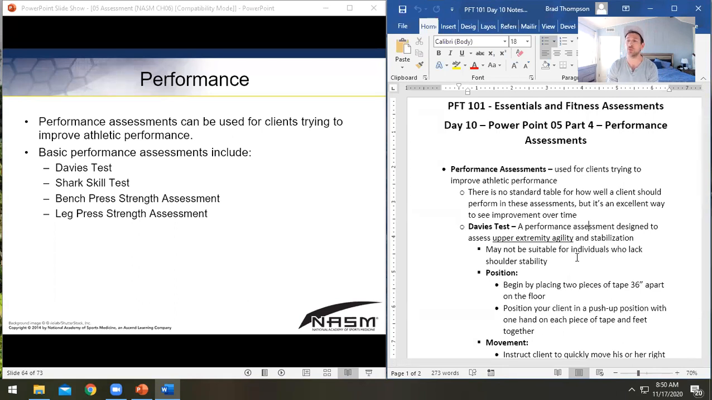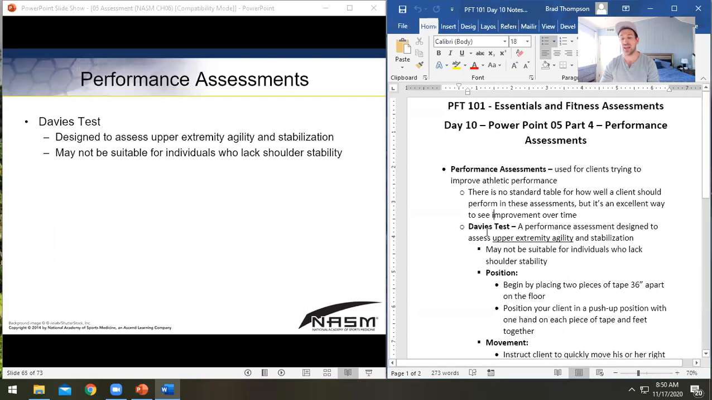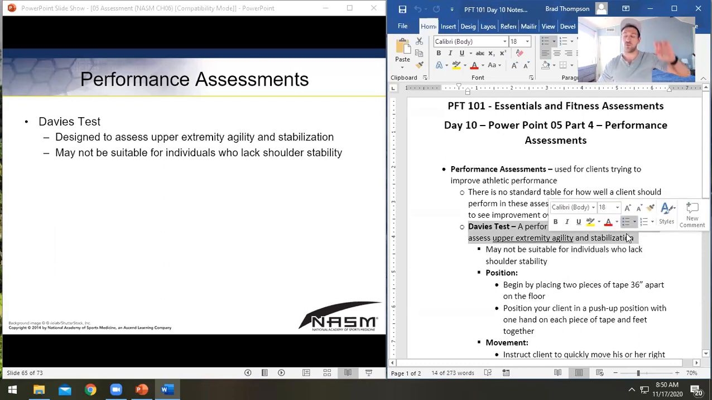So the 2 primary ones we're going to look at today, before I do some independent riffing on some stuff, are the Davies test and the Shark skill test. The Davies test is an upper body agility assessment. That definition is what you're going to want to know. If you ever get questions related to these performance assessments, they're going to be definition-wise, like what is the Davies test, or how many inches apart are the hands when you're doing the Davies test? So you do want to know the definition and a little bit about it.